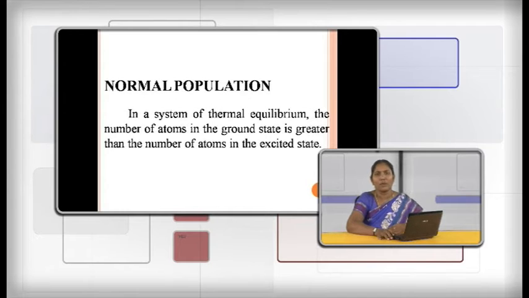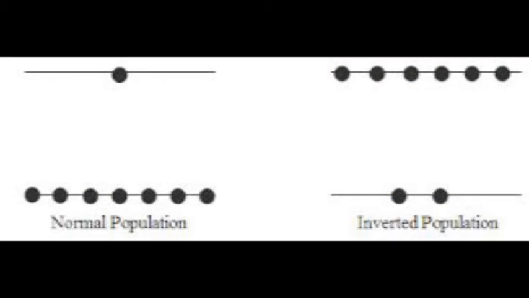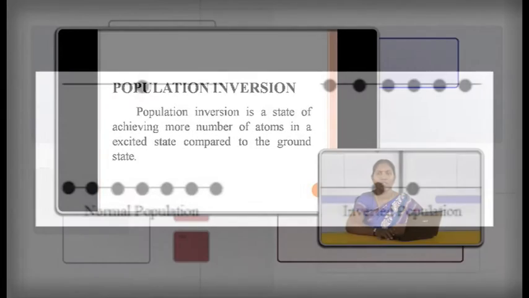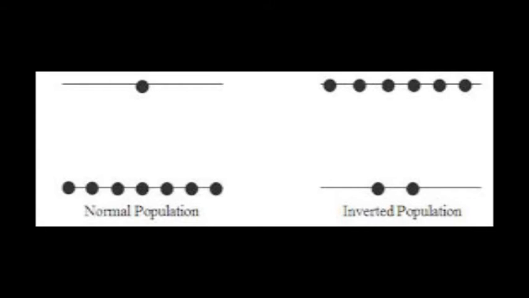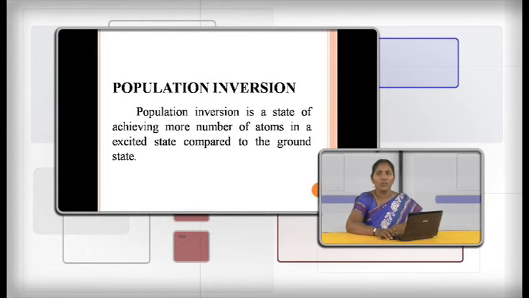Next, we are going to see some of the basic concepts about the laser. What is a normal population and what about population inversion? What is normal population? In a system at thermal equilibrium, the number of atoms in the ground state is greater than the number of atoms in the excited state. And in population inversion, the number of atoms in the excited state compared to the ground state is higher. This is population inversion.